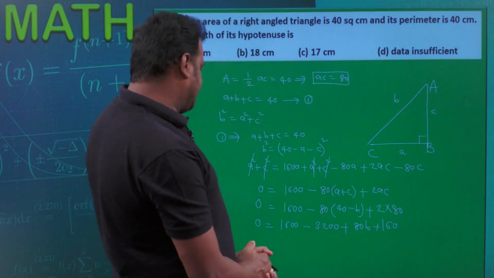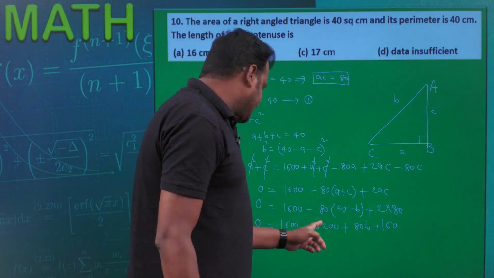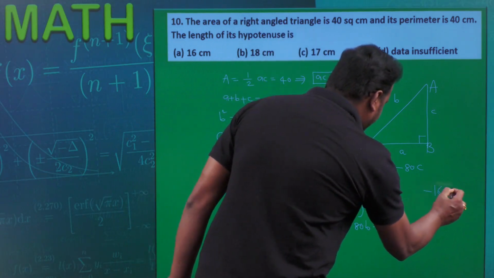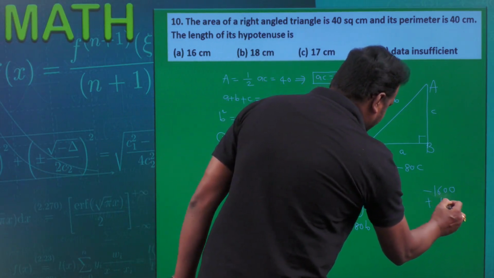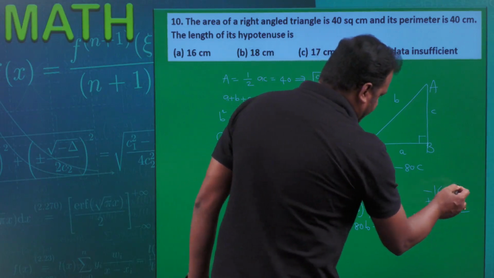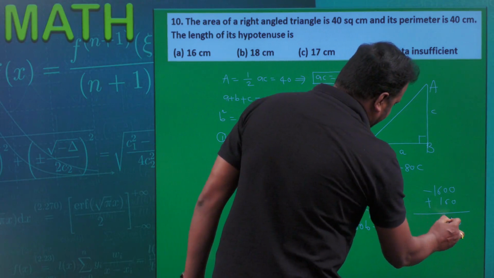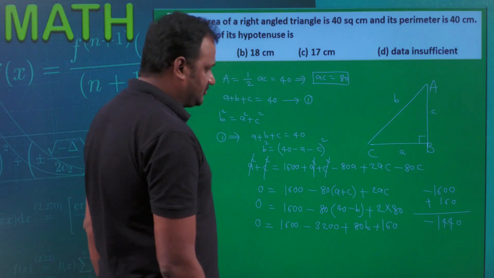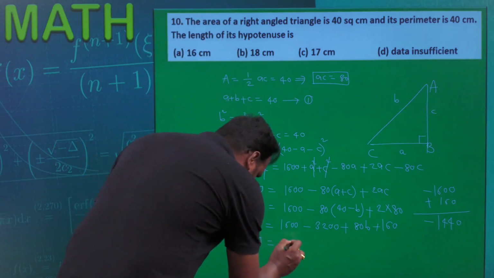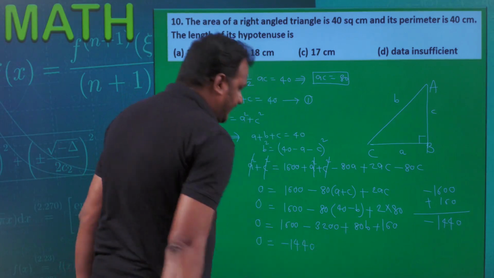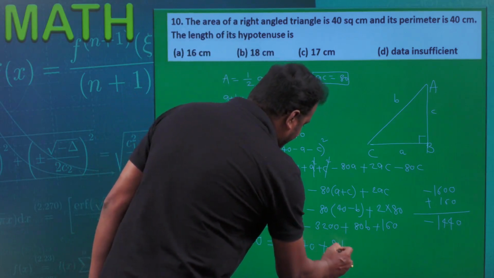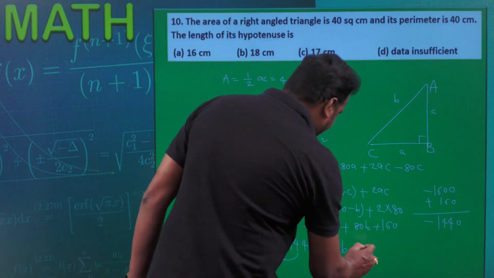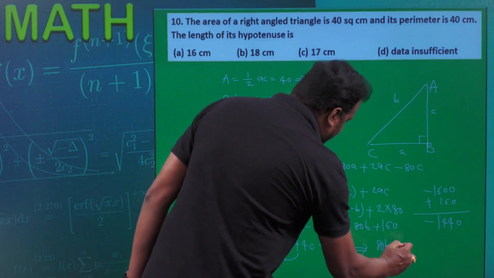If you observe the terms here, 1600 minus 3200 is equal to minus 1600. So minus 1600 plus 160 is going to be how much? It is minus 1440, and then plus 80b. So when you transpose minus 1440 to that side, it would be plus 1440. That implies 80b is equal to 1440.